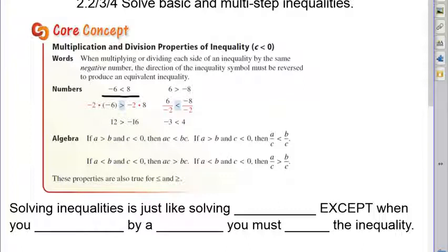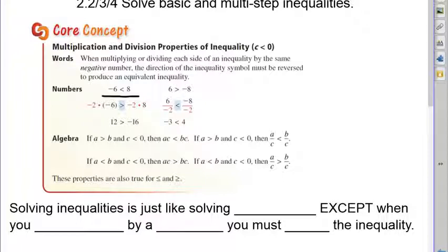And what's happening here, when we multiply or divide by a negative, all our positive numbers become negative, all our negative numbers become positive, and our number line switches in direction. So our inequality must switch as well.